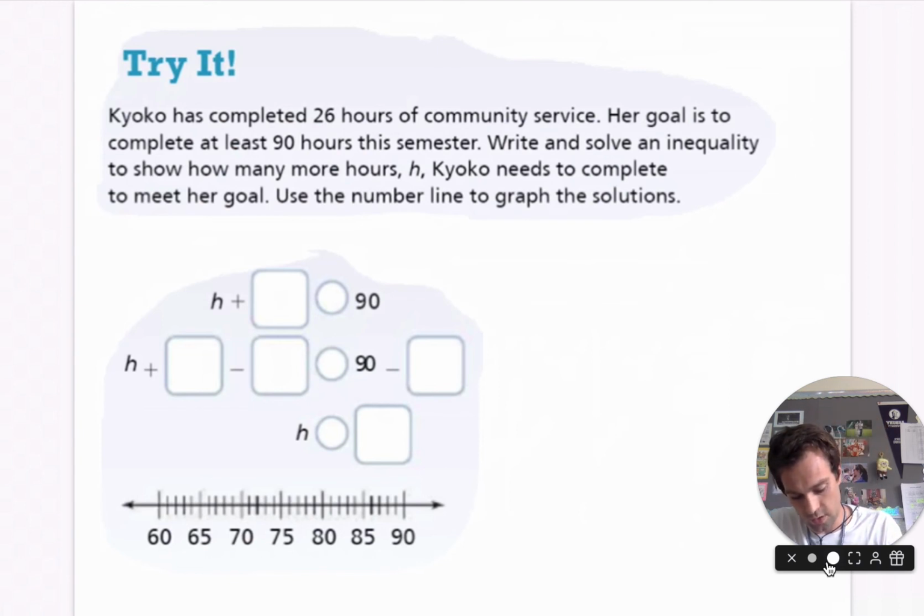So we don't know how many more hours she needs to complete. She's already completed 26 hours, and her goal is at least 90 hours. So she wants to be above 90. So all of this over here has to be greater than or equal to 90, because she wants to complete at least 90 hours. She could complete 90 hours and it be true. So that's why it is greater than or equal to.